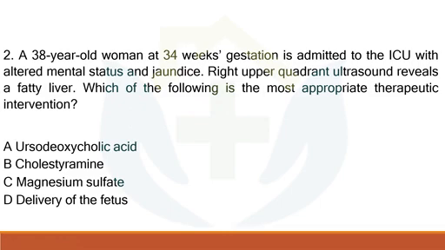Second question. This is a 38-year-old woman at 34 weeks gestation admitted to the ICU with altered mental status and jaundice. Right upper quadrant ultrasound reveals a fatty liver. Which of the following is the most appropriate therapeutic intervention? You can answer in the chat box. If you know what problem this patient is facing, you will be able to answer it. Pregnancy with altered mental status, jaundice, and right upper quadrant pain.